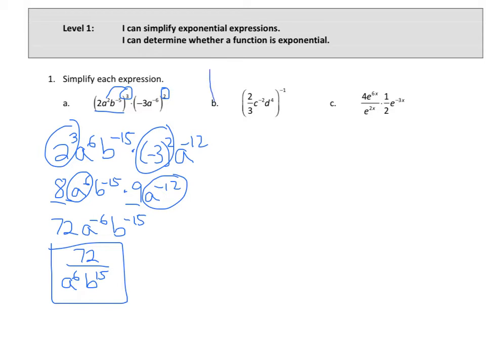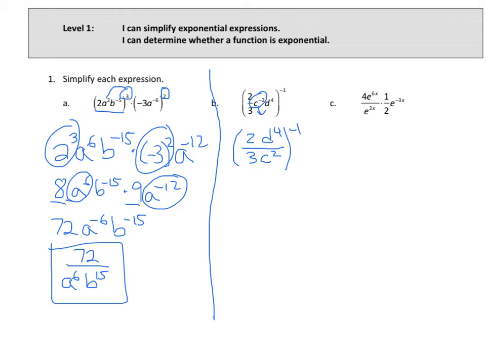Okay, next example. For this one, I'm going to simplify a little bit inside first, and it doesn't matter what order you do things. But I'm going to go ahead and simplify the inside first. I'm going to leave the 2 on the top, the 3 on the bottom, and c to the negative 2 and d to the 4th are both on the top right now. C to the negative 2 needs to move down to the bottom, and it will become c to the positive 2. D to the 4th stays on the top because it has a positive exponent.